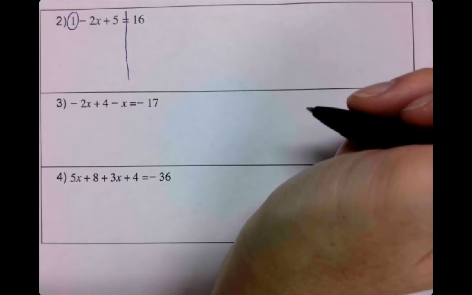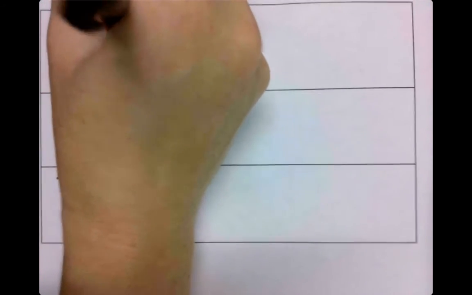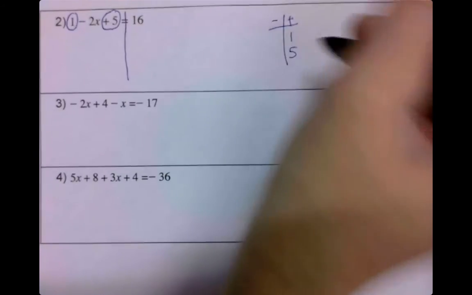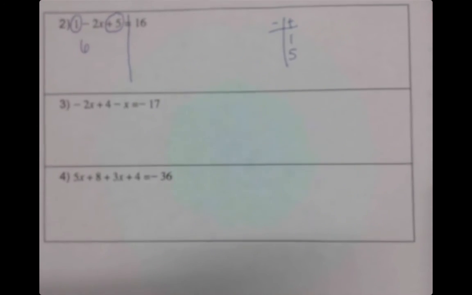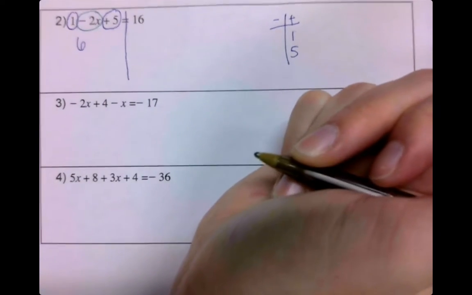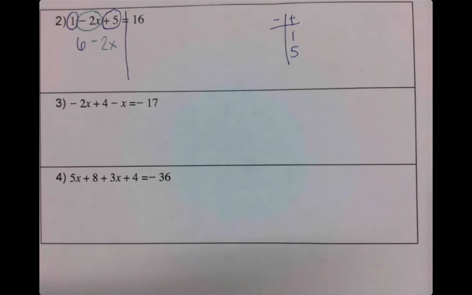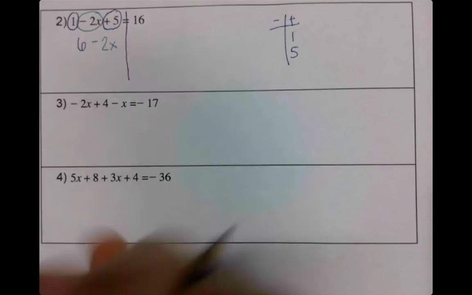So I look at my 1. What do you do with that? Mrs. Sherman, you should add it to the 5. Those are in the same tree, so add them together. That would give me 6. Now what do I need to do? Mrs. Sherman, what goes in the same tree as a 2x? Nothing. Okay. So Mrs. Sherman, you need to write minus 2x. And then on the other side, Mrs. Sherman, you have equals 16 because you have not done anything with it yet.